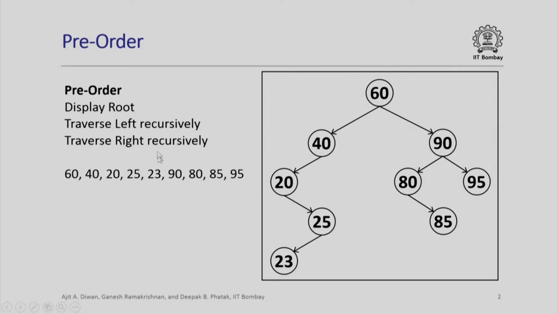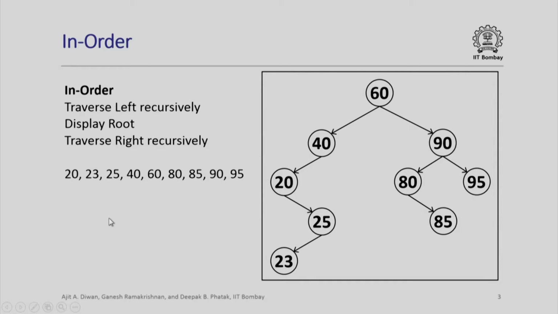One is called the pre-order traversal. The simple mechanism of pre-order traversal is we display the root, then we traverse left recursively. So then we will display 40, 40, 20, 25, 23, all of them will be covered first, and then finally we traverse right recursively. Whatever the order that we get is equivalent to a pre-order traversal.